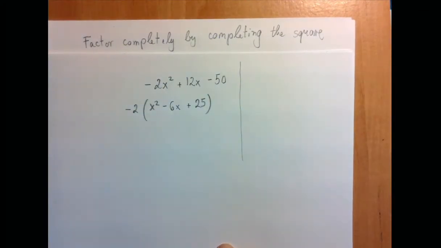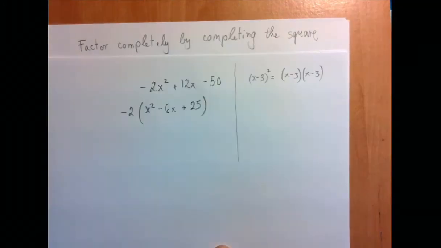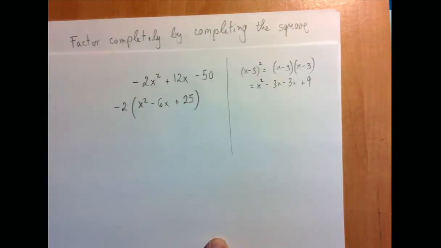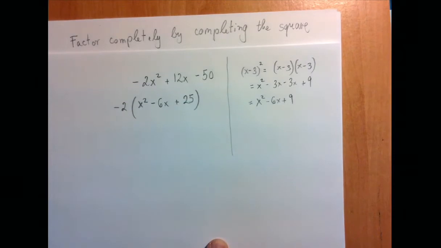Half of the linear coefficient is -3, so our complete square is x minus 3 squared. To square something means write it down twice and multiply. Then we expand or FOIL. We get x squared minus 3x again, and plus 9. And then we can combine like terms and get x squared minus 6x plus 9.